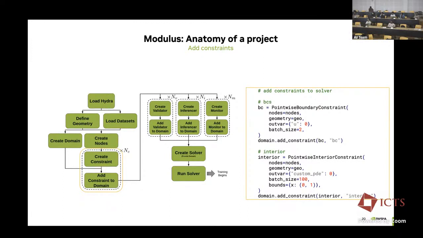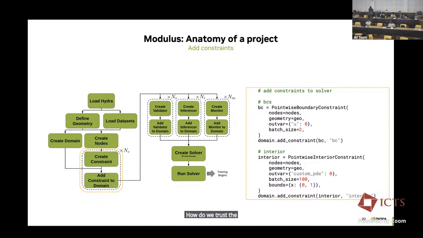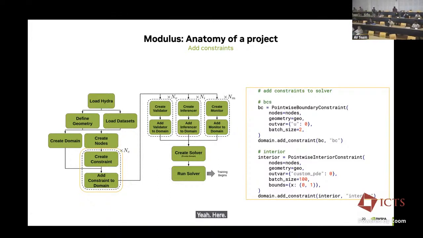How do you define convergence? Convergence of the solution. You found a solution this way. Let's put in a nonlinear PDE and you found the solution. How has it converged? How do we trust the solution we get? In a numerical solver, you refine the grid in space and time, and you get the solution to converge. Here, how is convergence defined?